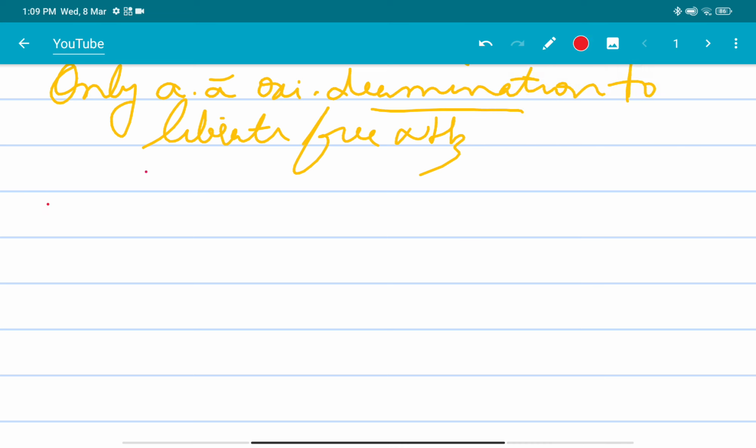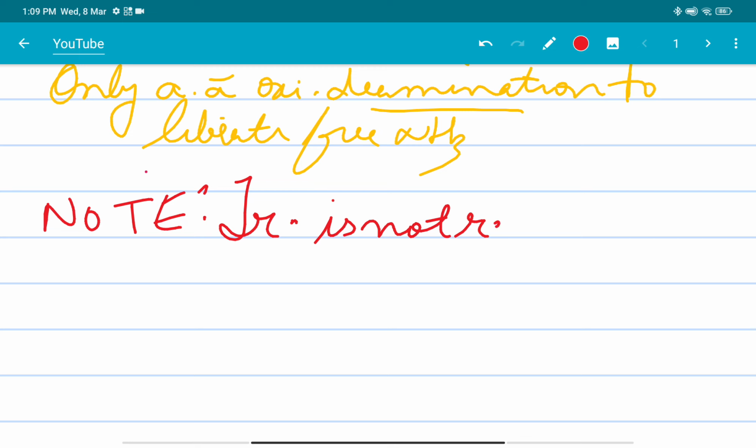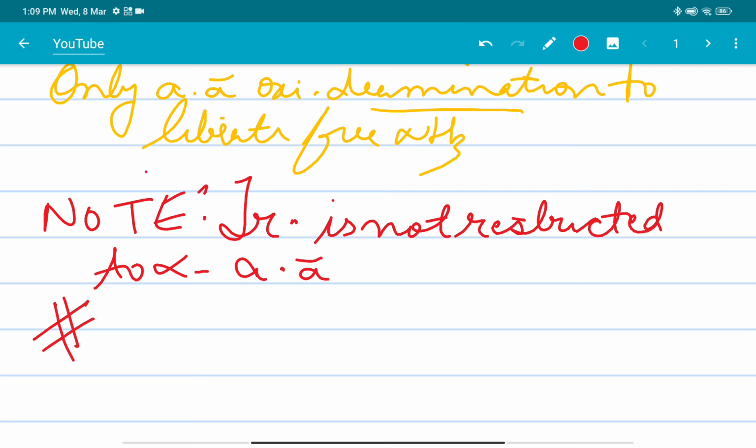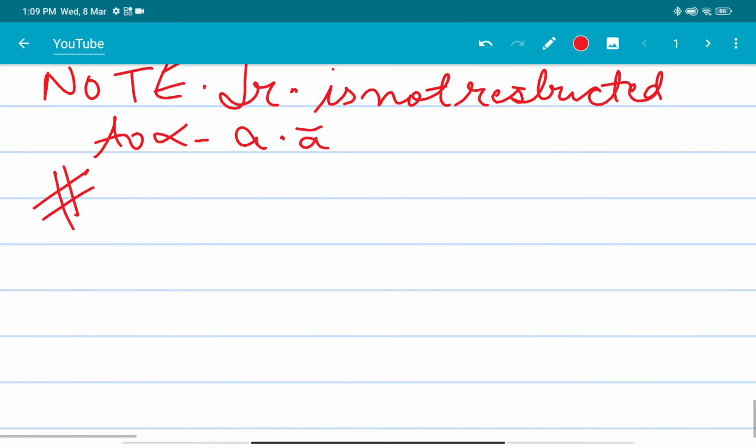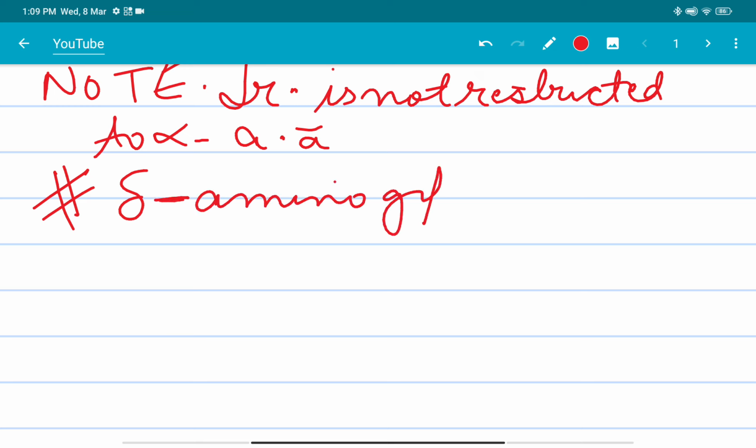There is one noteworthy point. The process of transamination is not restricted to alpha amino acids. We require an example to prove it. We have the delta amino group of ornithine. This will show up the process of transamination.